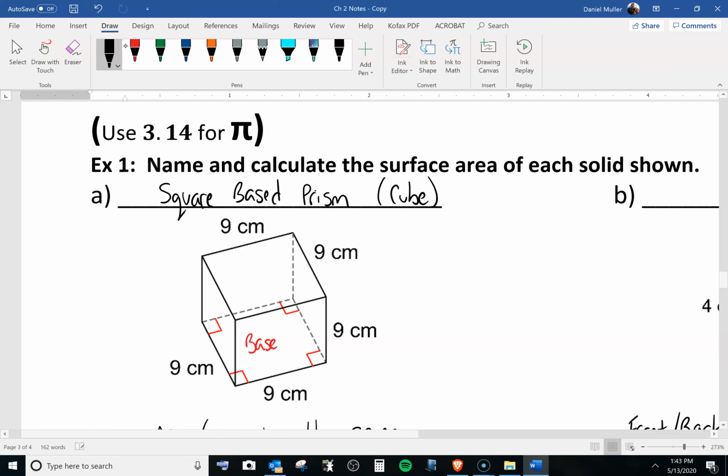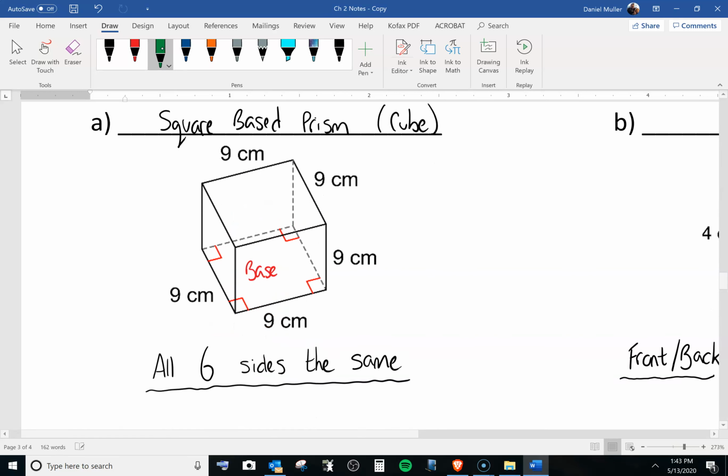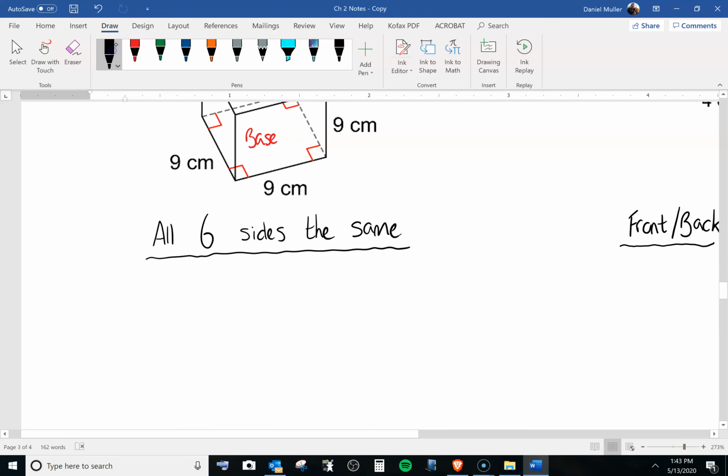We want to calculate the area of all the sides. But because it's a cube, every side is 9 by 9. And this right here is the top. It's 9 by 9. The side right here, I would say that's the left side, is also 9 by 9. The bottom, the right, the front, the back, it's all 9 by 9. So all 6 sides are the same. So let's find the area of one of the sides.